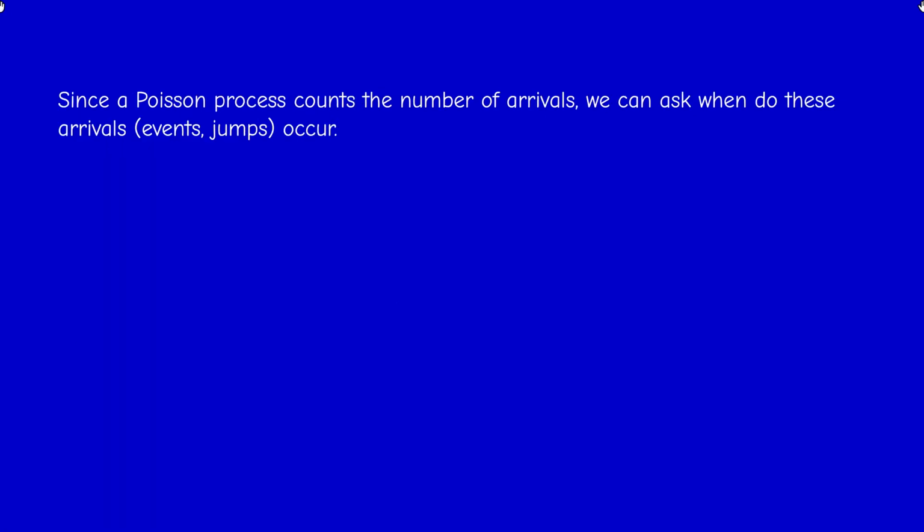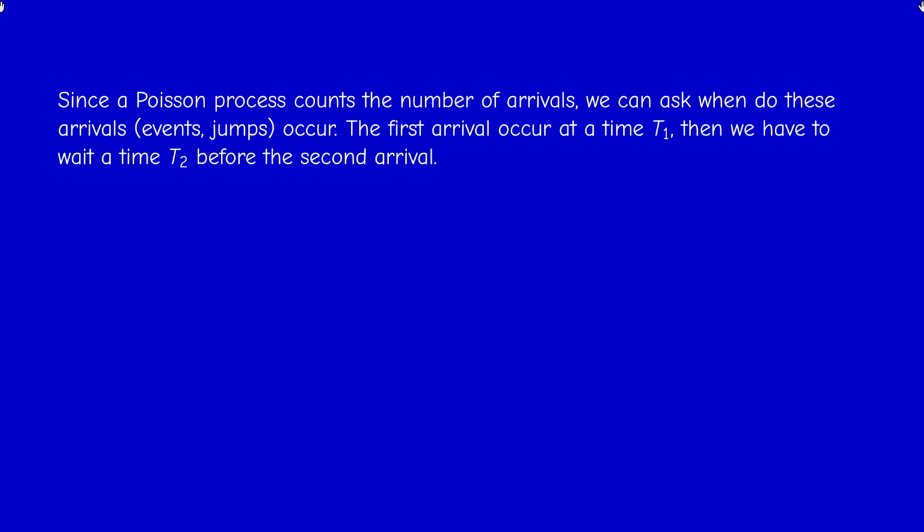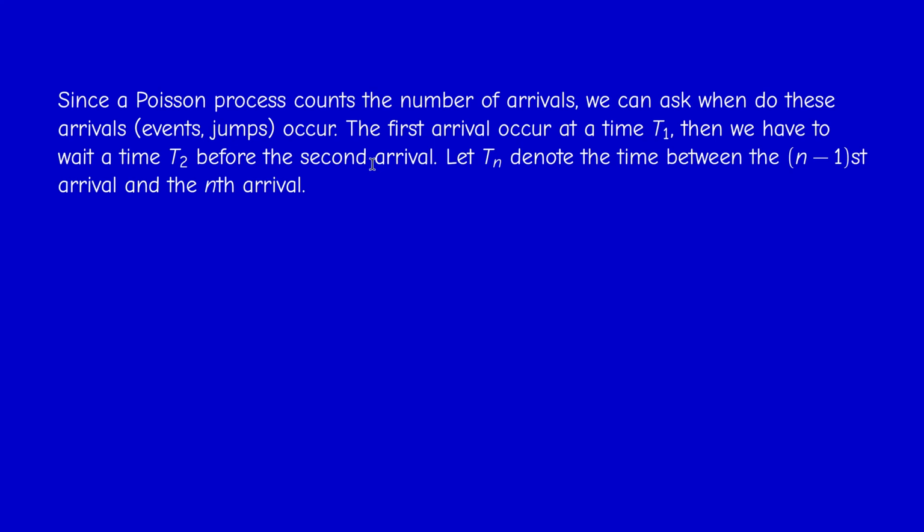Now let us dig a little bit deeper into the properties of a Poisson process. As we said, a Poisson process counts the number of arrivals or jumps or events that happen during a time interval. Now we want to ask when clients arrive or accidents happen, at certain random times. Here we'll have to distinguish between two times: the arrival times or the jump times, and the inter-arrival times. The first arrival, or first jump, or first event if you like, happens at a certain random time, capital T sub 1. For the next event, we have to wait a random time T2 before the second arrival happens. In general, we denote by Tn the time between the n minus first arrival or event and the nth arrival.